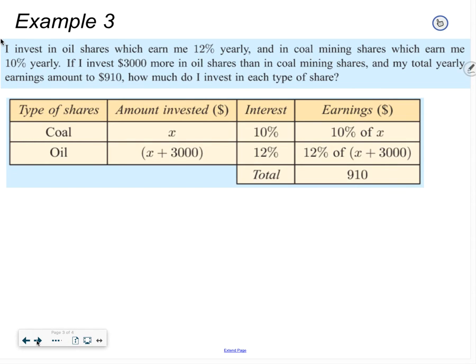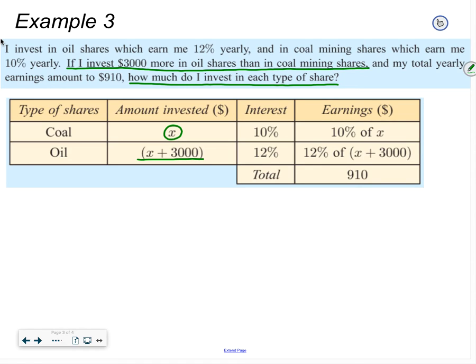Okay, so this is a little bit more ambiguous in what I'm going to decide my x to be, because I need to find out both values of share. So I'm just going to decide that I'm going to let coal equal x. And I know that if I invest $3,000 more in oil shares than in coal mining shares, that can be represented as x plus 3,000. That's how much I'm investing in oil.